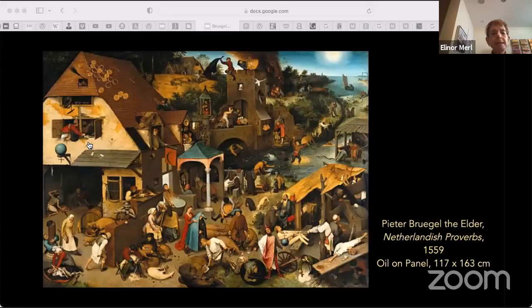This proverb painting is a classic amalgamation, as we said, of literature and art. Bruegel's intense imagination of the moral and spiritual ideas of his time gives this work its timeless validity.